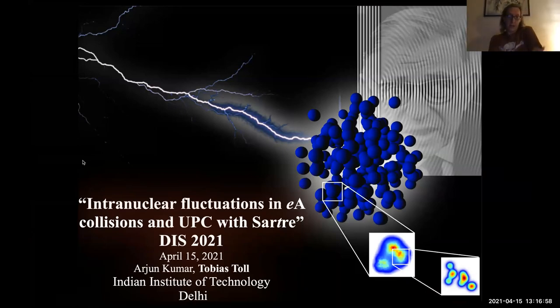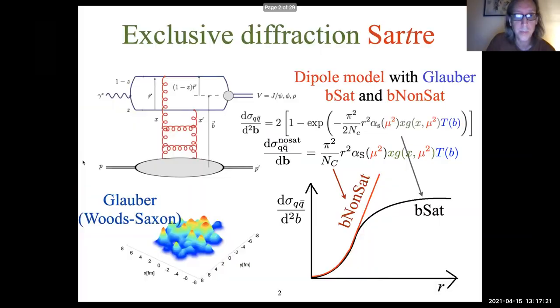So I will speak about intranuclear fluctuations in eA collisions, and this I should have put in the title from the beginning, ultra-peripheral collisions with Sartre. This is work I'm doing together with a student, Arjun Kumar. So you should also check out his flash talk if you're interested in this.